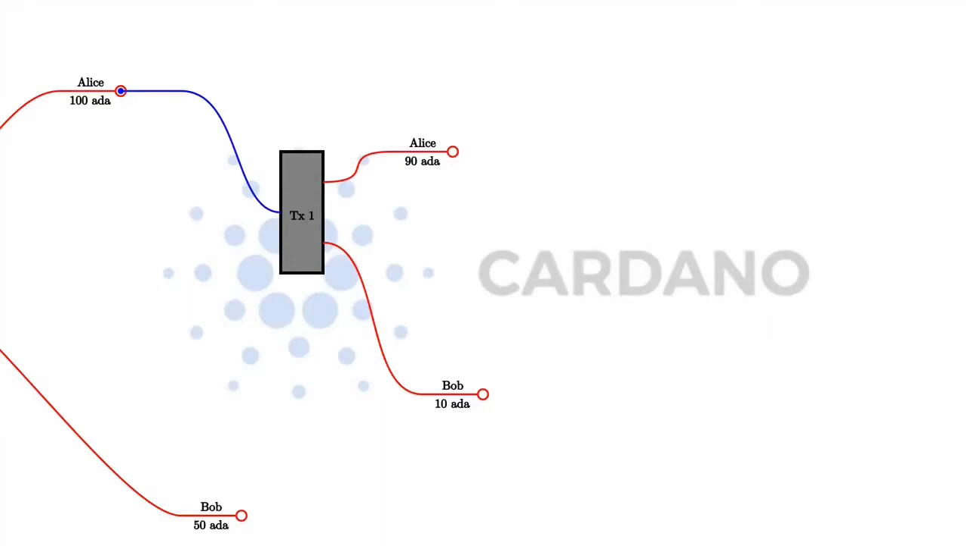Let's do one other example, a slightly more complicated one, where Alice and Bob together want to pay 55 ADA each to Charlie. So they create a transaction together, and as input, Alice has no choice. She only has one UTXO, so she uses that one. And Bob also doesn't have a choice because neither of his two UTXOs is large enough to cover 55 ADA. So Bob has to use both his UTXOs as input.